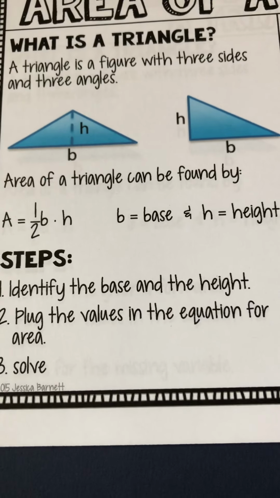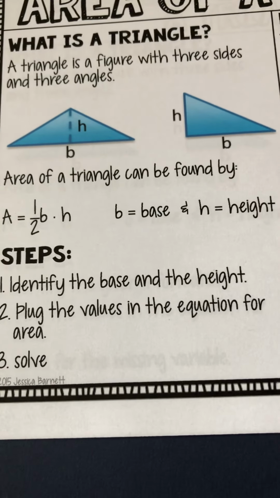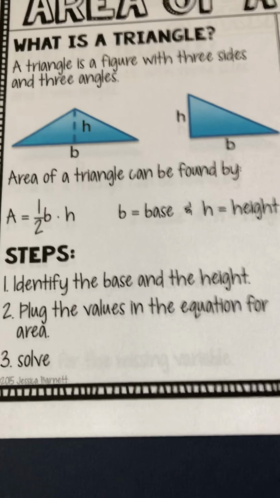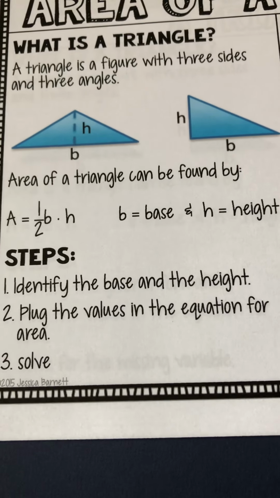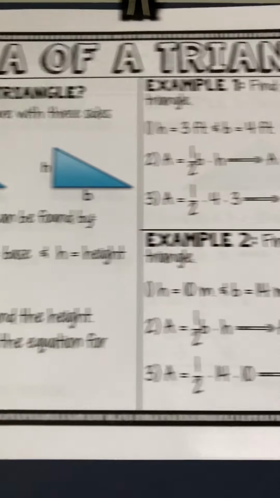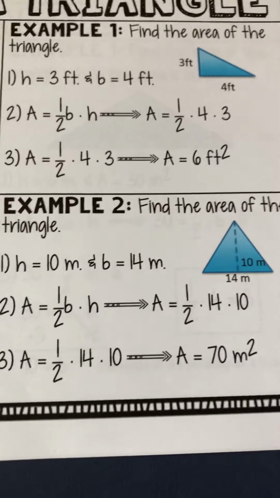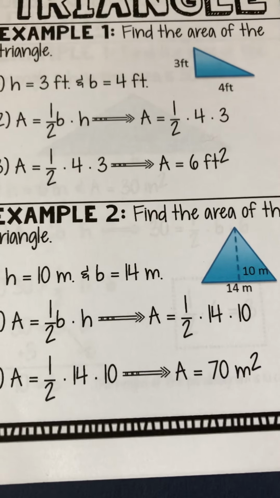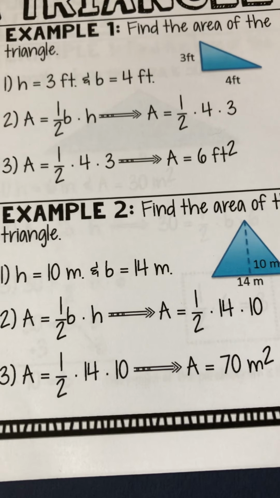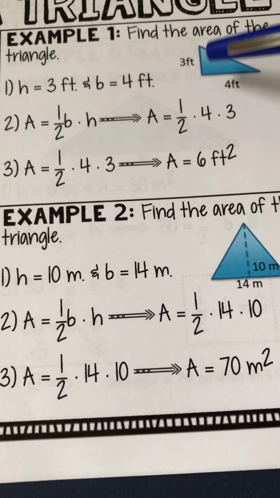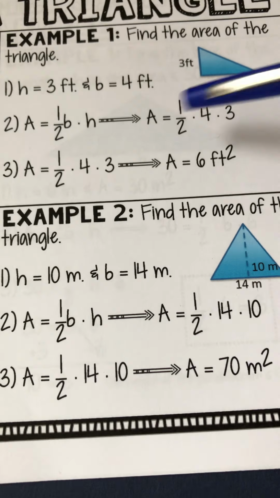All right, so for the steps: Step 1, identify the base and the height. Step 2, plug the values in the equation for the area, and Step 3 is to solve. So let's take a look at some examples. Example 1, find the area of this right triangle. So the height is 3 feet, the base is 4 feet.